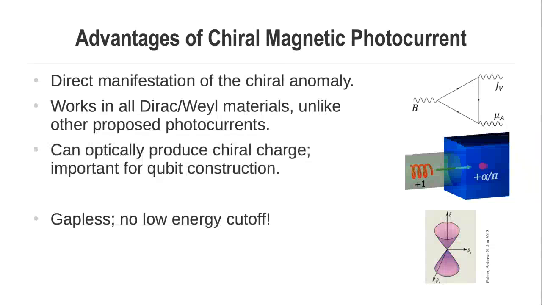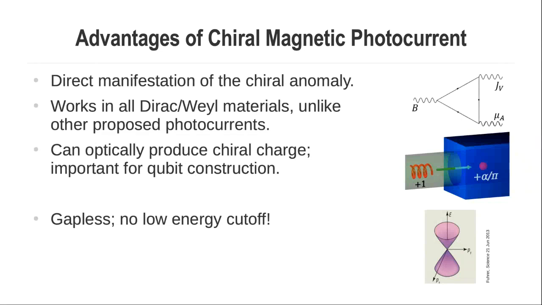There are other proposed experiments to see photocurrents in Dirac and Weyl materials. They don't use anomaly, but our effect is also special in that it will be present in any Dirac or Weyl material. Because nothing I discussed so far used any material specific parameters. So this effect is reasonably universal. Magnitude will change, but they don't depend on the specifics of the band structure of the material. So it's pretty universal. It's a manifestation of chiral anomaly.